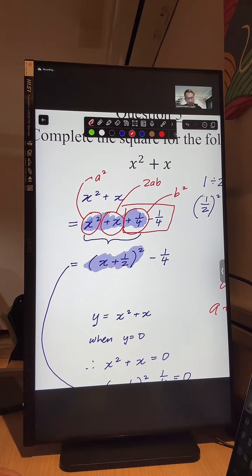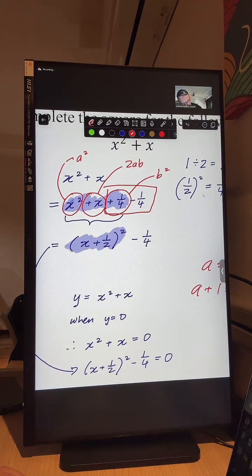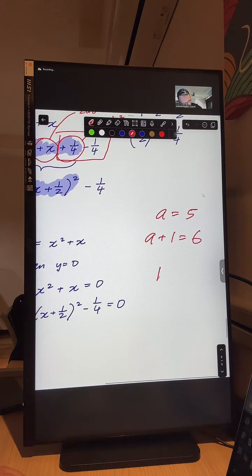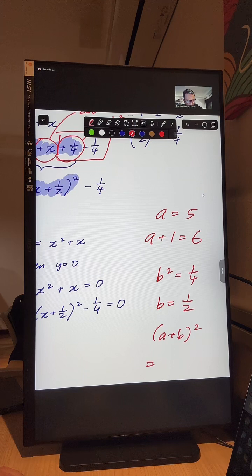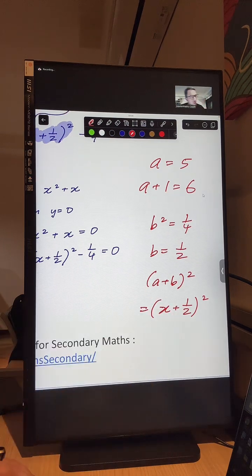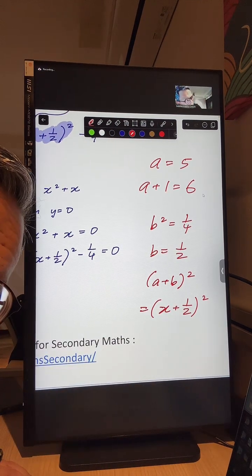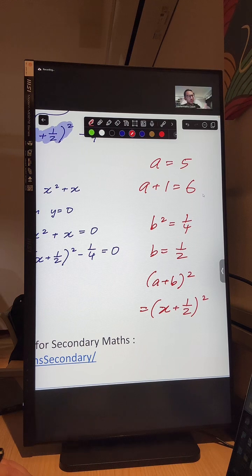Which means that if my b square is going to be 1/4, my b is going to be half. So when I put a plus b bracket square, this is going to be x plus half bracket square. Okay? So whoever was asking just now about why is there a half there? I hope this answers your question.